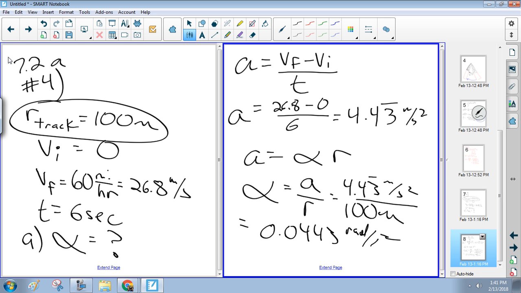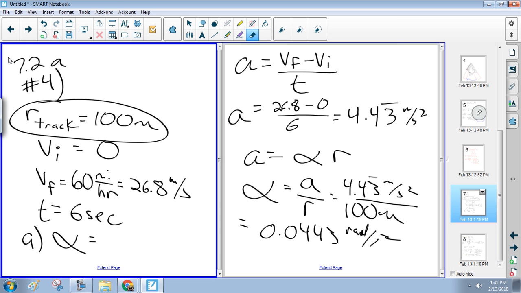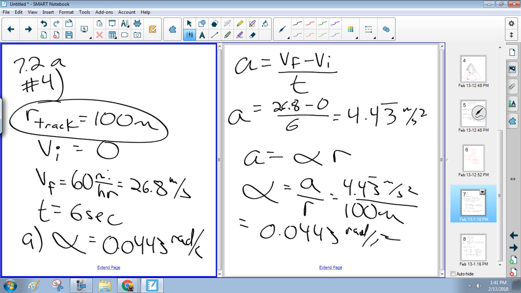Okay. I just broke rule number 4. I found my solution, but I didn't label it. So let's go over here. I just found my alpha. Let's write it down. That's 0.0443 radians per second squared. That way, if I need this number anywhere else, I'll have it. Cool? Does that make sense?